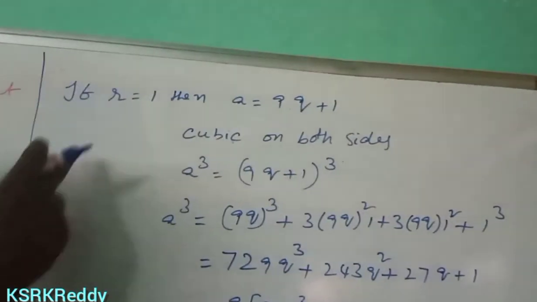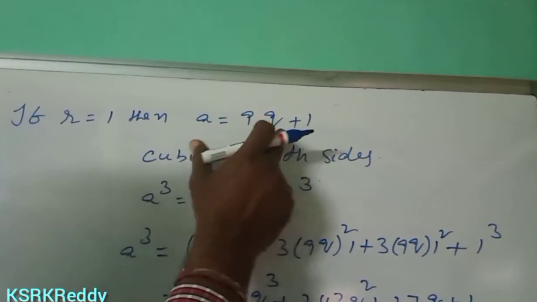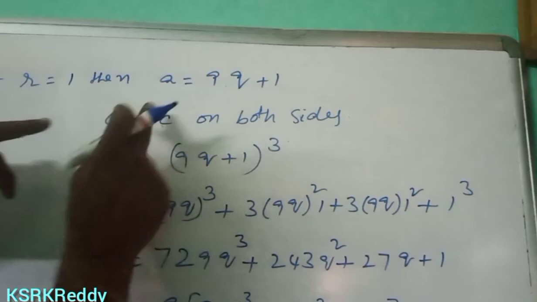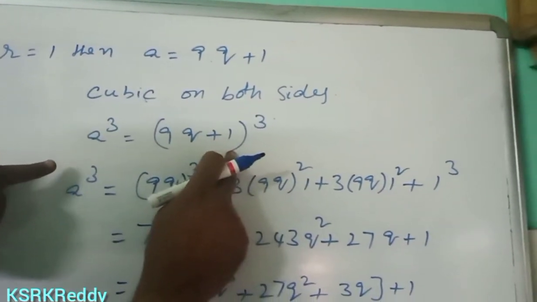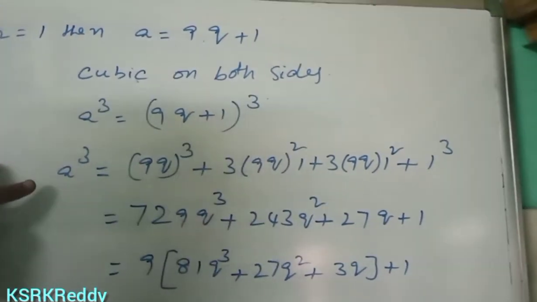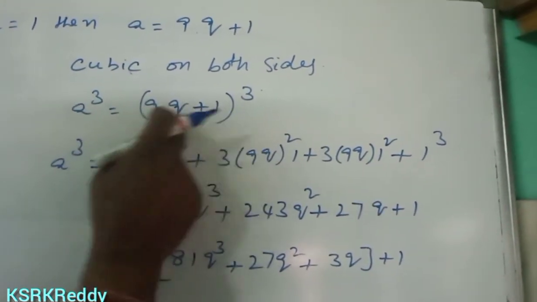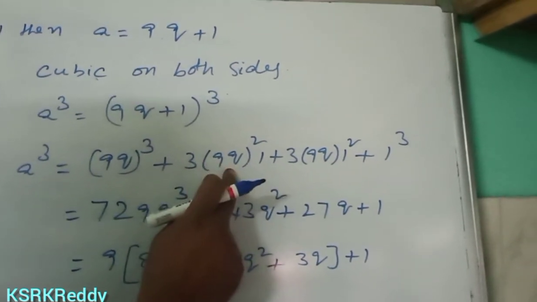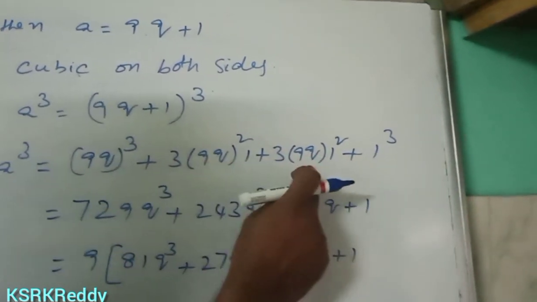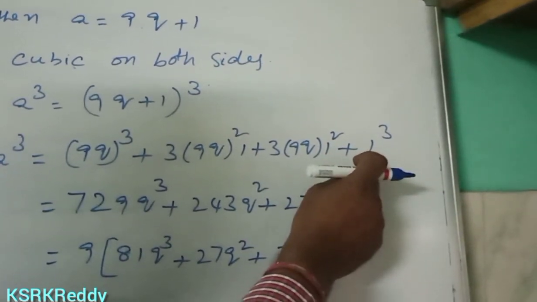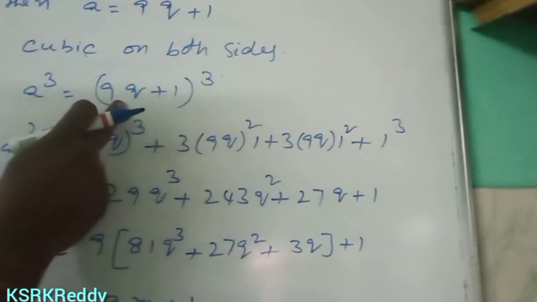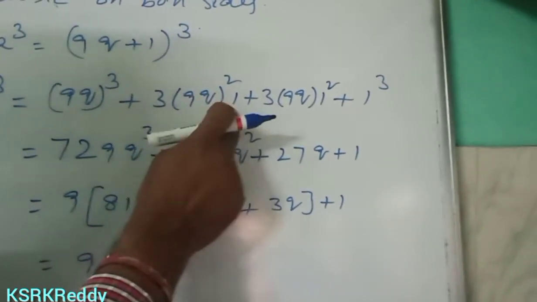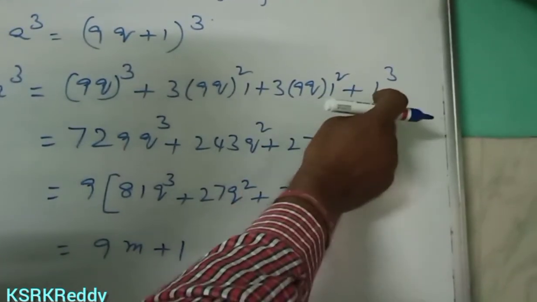And if r is equal to 1, then a is equal to 9q plus 1. Cubing on both sides means a cube is equal to (9q plus 1) whole cube. So for the (a plus b) whole cube formula, what is that? a cube plus 3a square b plus 3ab square plus b cube. Here a value is 9q, b value is 1.